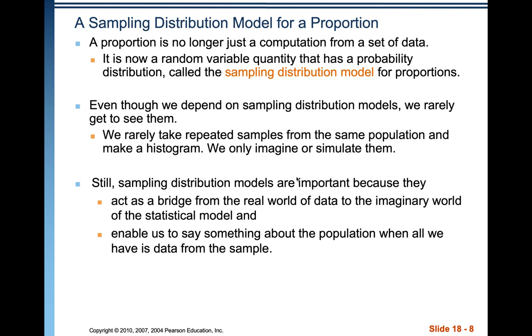Even though we depend on sampling distribution models, we rarely get to see them. It's rare that somebody samples every possible sample of a certain size from a population. That would take a really long time in most cases. Usually we only think about them theoretically, or sometimes we have computers simulate them. They're important, however, because they act as a bridge from your real world data to the imaginary theoretical world of this statistical model, and that enables us to make an inference based on our data about the population.